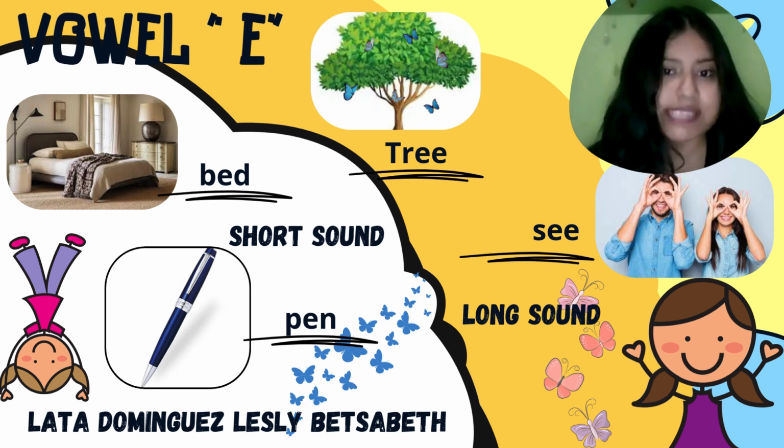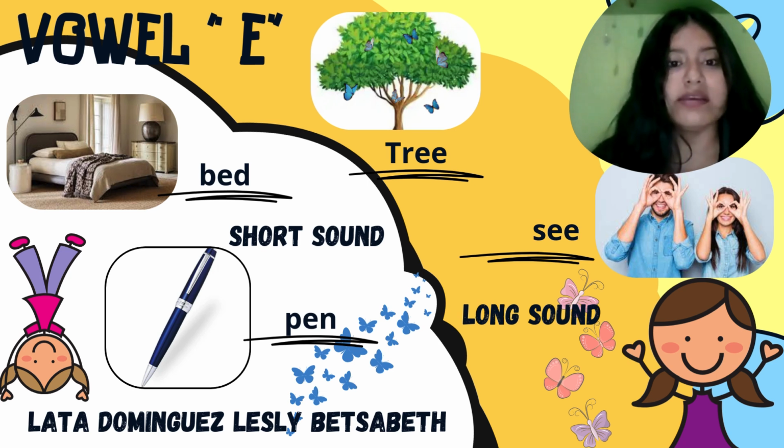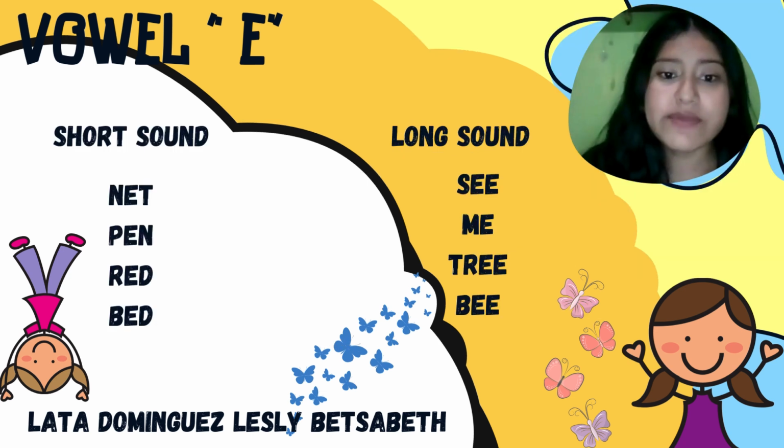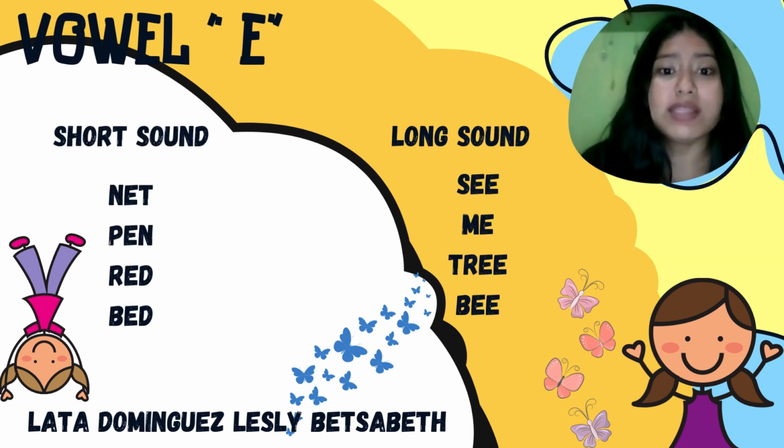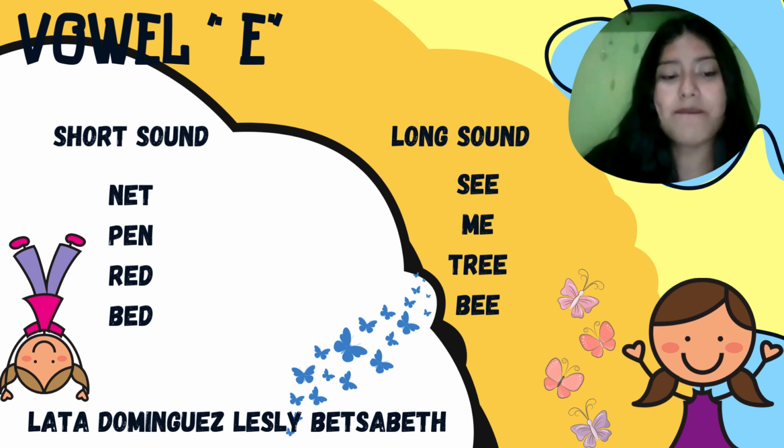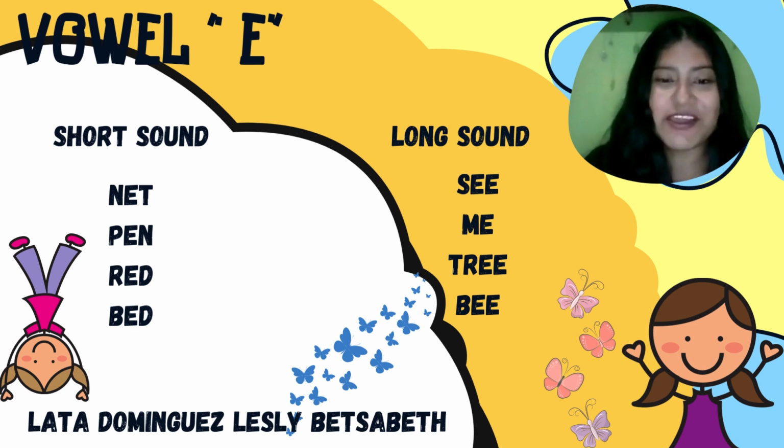But the short E sound is quick and soft, like I told you before, like net, pen, or red. It is a fast pronunciation. Here we have some examples. With the long E sound, we say me, tree, and see. And the short E sounds like vet, pen, and red.